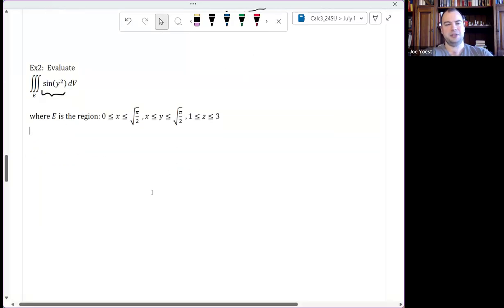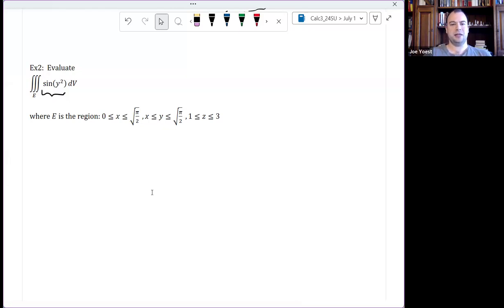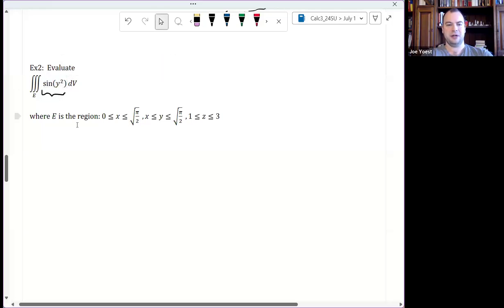Well, maybe what I could do is change my order of integration. Maybe I could try to put my x integral inside of the y integral. I do know that x and y are related. Maybe if I try putting my x integral inside of the y integral, somehow I'll magically get out a factor of y that can help me integrate this integrand here.